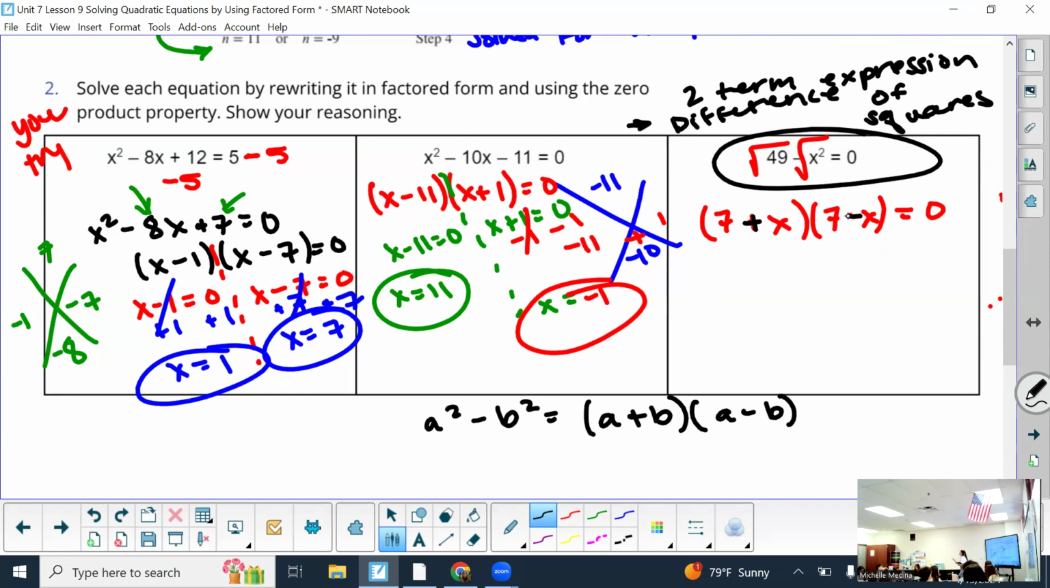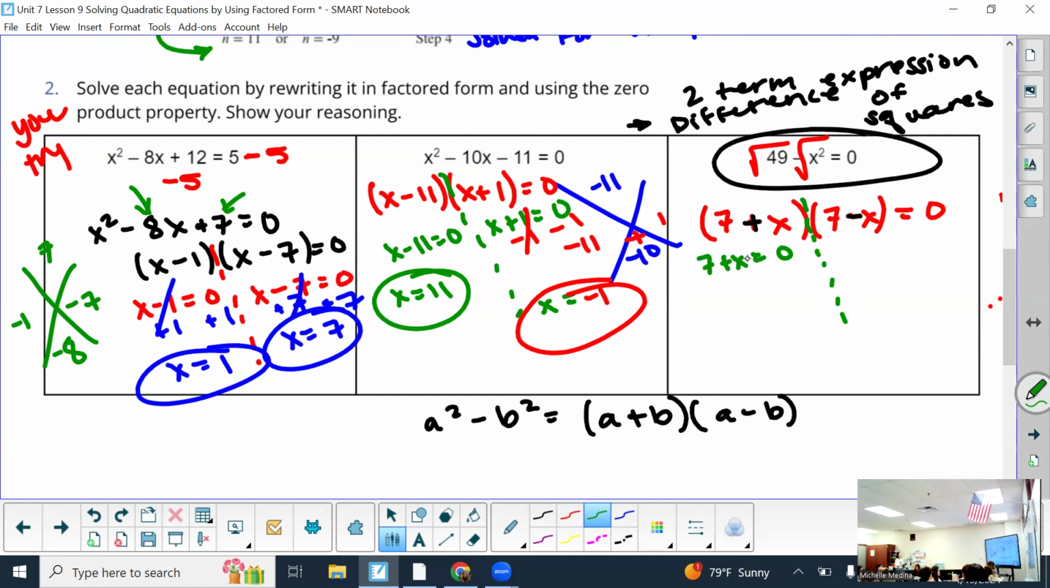In that lesson, it proved to you why there's no middle term, why there's no x term. You can multiply it, and it cancels out, and all you're left with is the two terms. This is how you factor a difference of squares. Questions so far? So you factor the non-zero side. Once you do that, you can apply your zero product property.